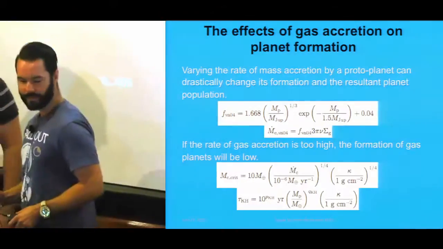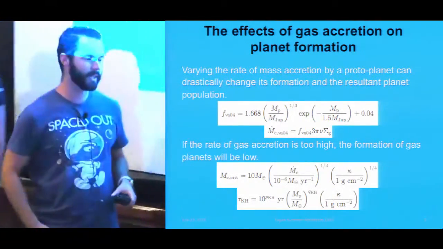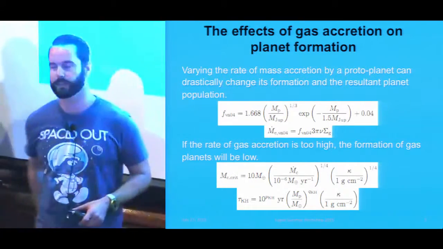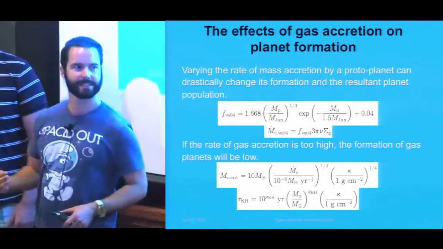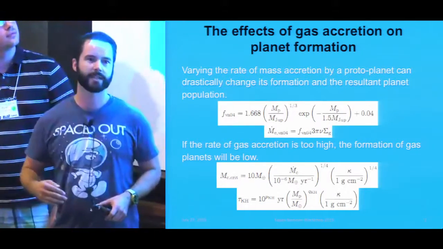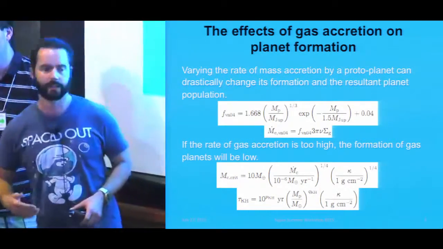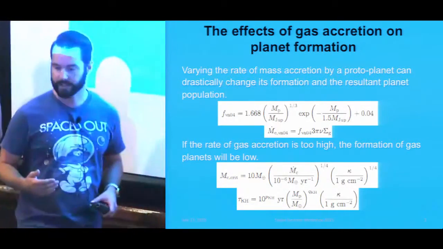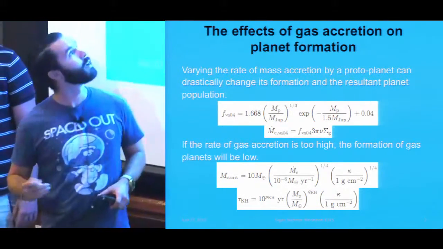So, our project was going to be on gas accretion. We're supposed to look at how this affects planetary formation and eventually migration. None of us have any experience with disks, so what we decided to do is explore the different properties involved in a disk and how that affects the formation of migration. So, Ryan will be taking you through that in just a second.